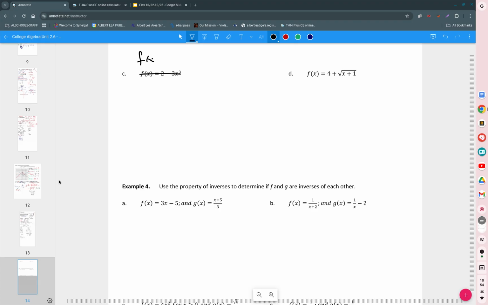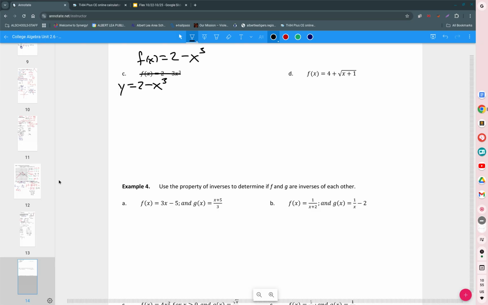What? Oh, he changed it up. I'd like to change this problem to just 2 minus x cubed. Back. Flip the page, Hammond. This is y is equal to 2 minus x cubed.